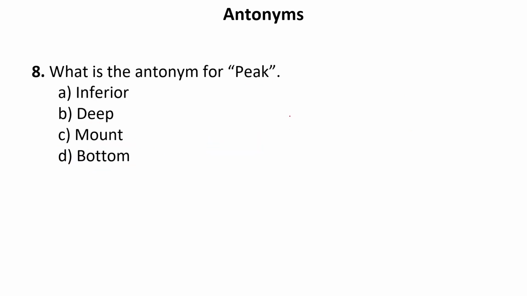Now let us move to the next question. That is eighth. What is the antonym for the word peak? Now, if you look at the mountain, the topmost point is known as peak, which is also known as topmost point or the zenith, the apex, the tip point. So the antonym of it will be the lower part, that is bottom. So bottom is the correct answer. So our answer is D.